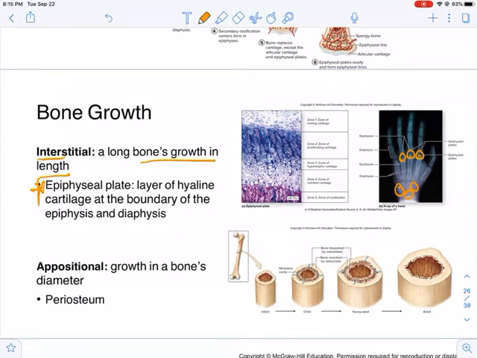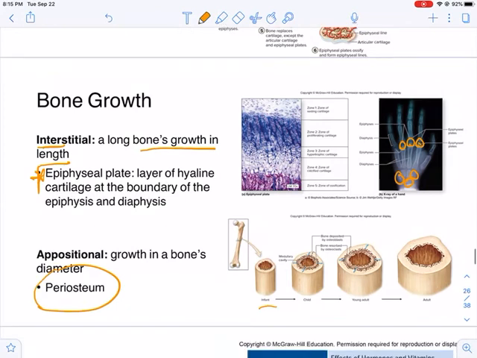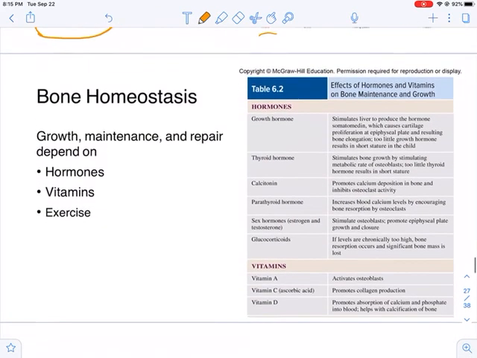So interstitial growth is going to happen along the bone's length, making them longer, but we can also make the bone wider. That's what you see in this bottom example here. This is called appositional growth. It goes the same way as when we talked about the growth of cartilage, the interstitial and appositional. This helps on the outer edge of the bone and gives the bone more diameter. And this appositional growth is going to happen in the periosteum.